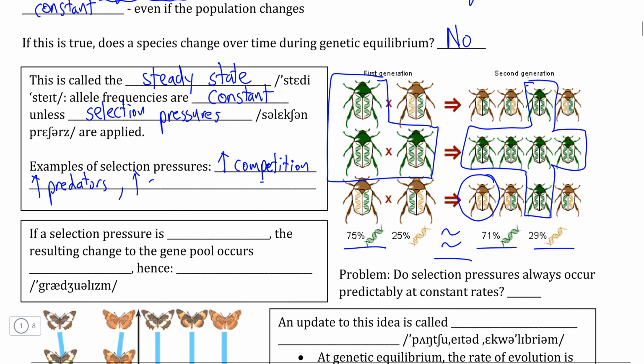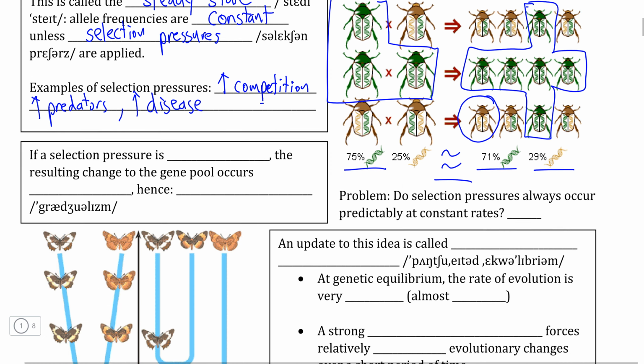Another example would be the presence of a disease that favors one phenotype over the other. This would be another possible selection pressure here, and you get the idea. Now, in the event that a selection pressure occurs, this would disrupt, theoretically, the frequency by which a specific phenotype occurs within the population. But we're actually going to deal with this second.